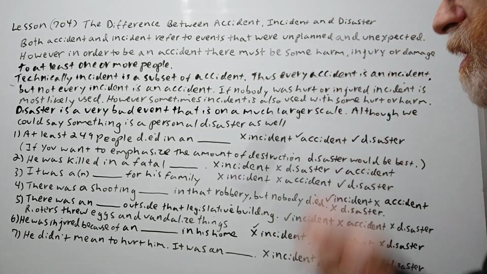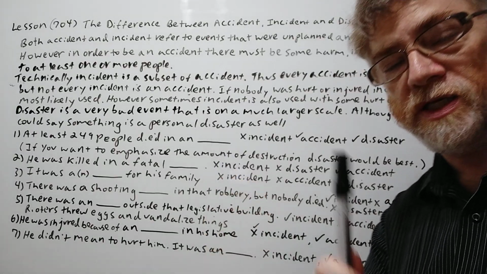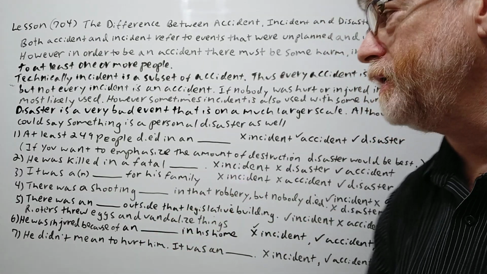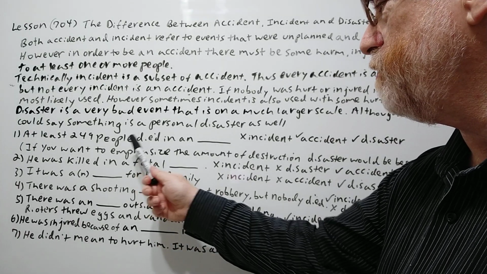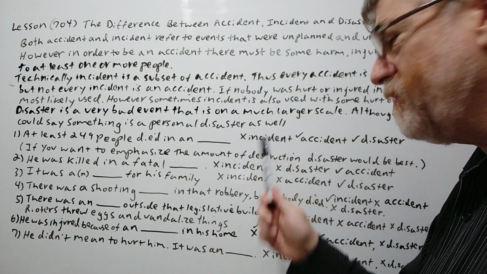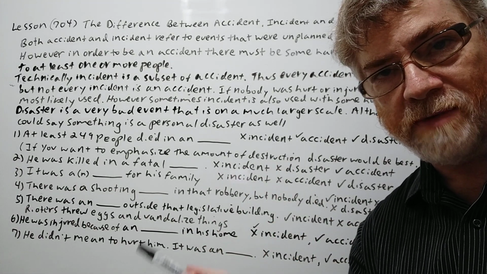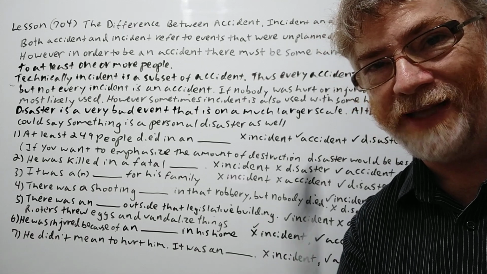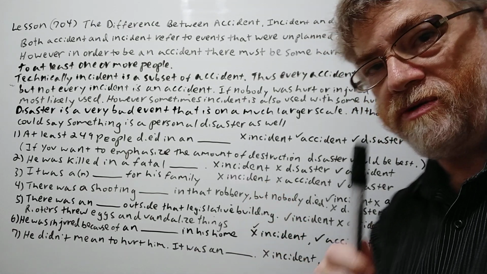All right, let's continue. He supplied this first example, and he wanted to know which one we would be most likely to use. At least 249 people died in an... Now, even though incident could be used most of the time as accident, here incident would be too weak a word because 249 people died. So we're not likely to use incident.